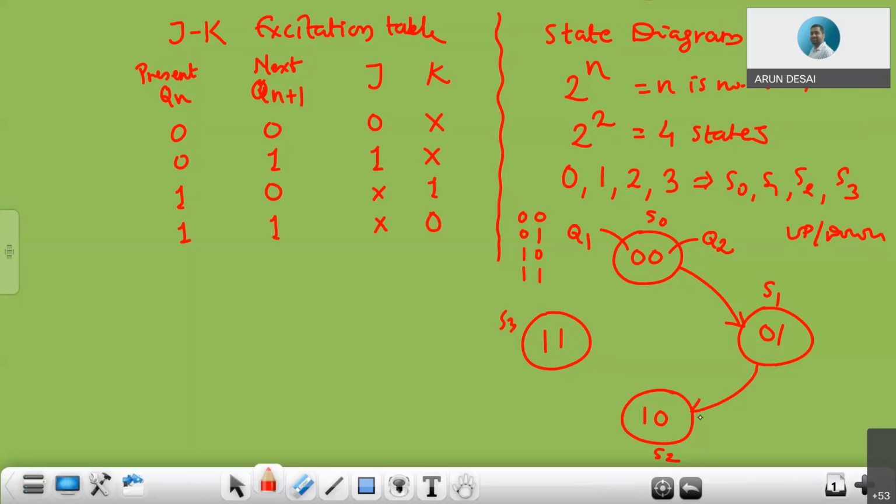Then from S2 to S3 is my next transition. Sorry, S1 to S2 is the second transition, S2 to S3 is the third transition, and again from S3 to S0 is the initial transition, right? So this is basically called a state transition diagram for the given counter, right?